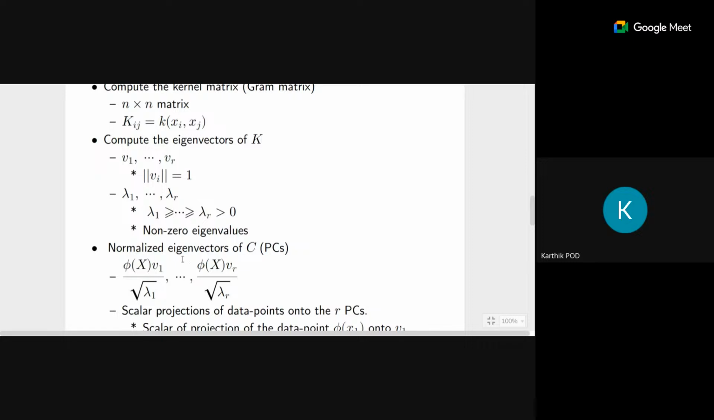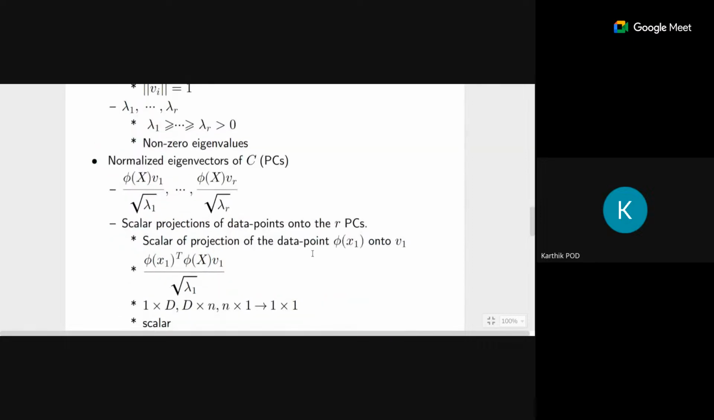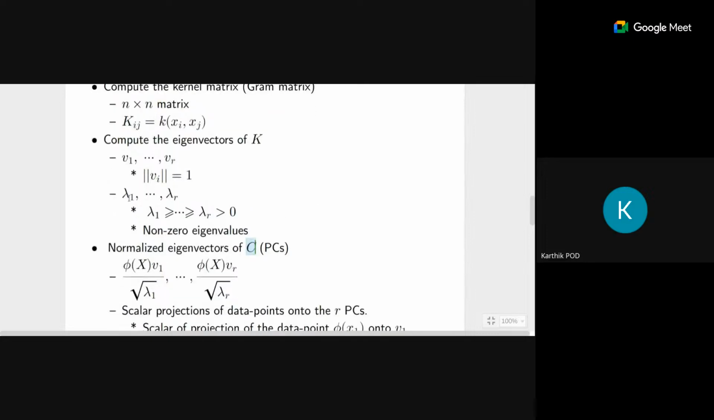So you can call it n lambda or lambda. That doesn't matter. The reason Sir has used n lambda is that finally, when you come to the eigenvalues of C, you can call them lambda. In fact, if that is confusing, I can go back. It doesn't matter. You just have to make sure that you divide by the square root of the eigenvalue of the kernel matrix.